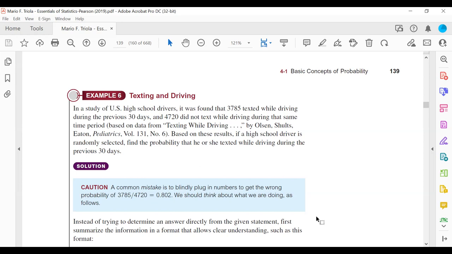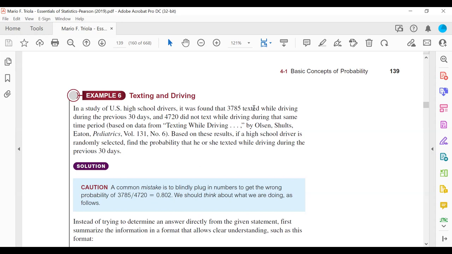All right. So in a study of U.S. high school drivers, it was found that 3,785 texted while driving during the previous 30 days. And 4,720 did not text while driving during the same time period. Based on these results, if a high school driver is randomly selected, find the probability that he or she texted while driving during the previous 30 days.